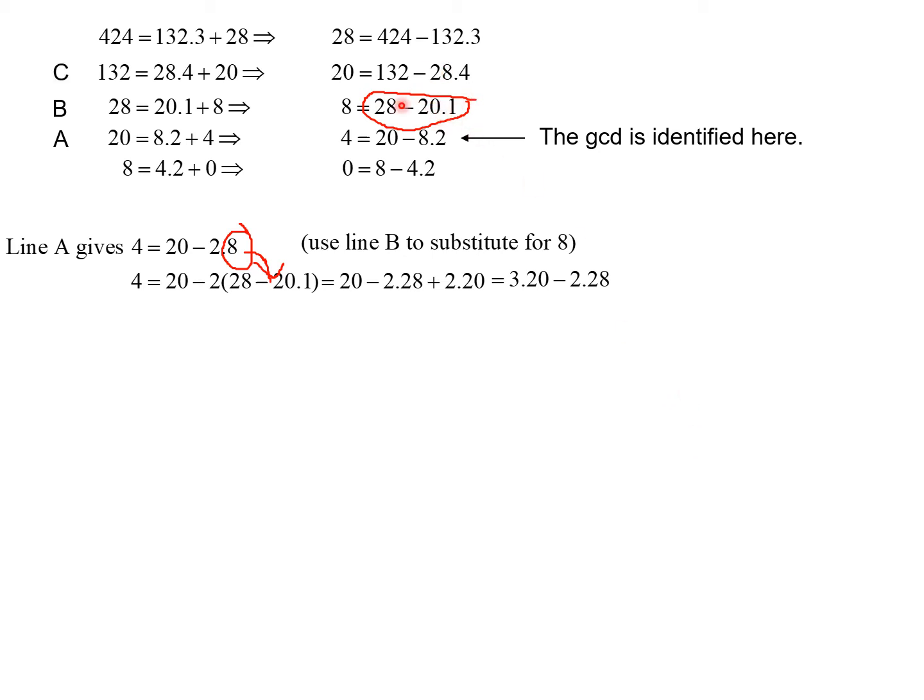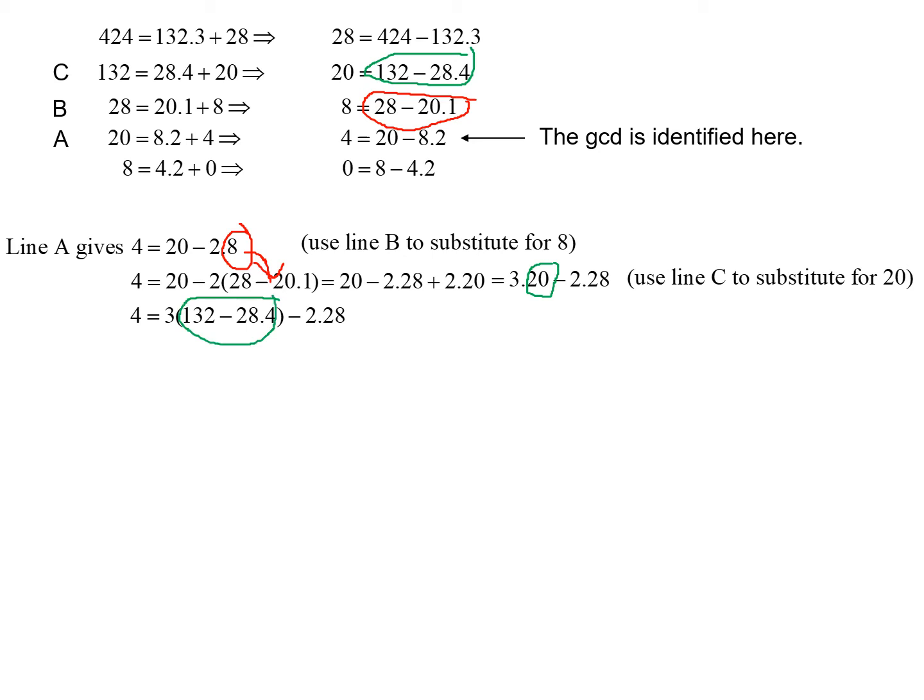The next line, that is C, so when we substitute line C, we have the equivalent of 20 in line C. So 20 is actually this, right? So we're going to substitute 20 over here. Then next we simplify. It is 3 times 132 minus 3 times 4, 12 of 28, minus 2 of 28, and then we combine the like terms together. So 12 minus 2 is minus 14.